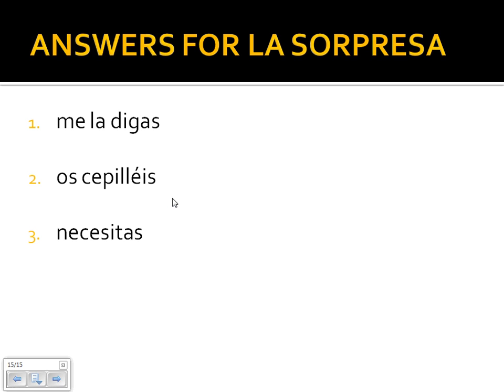Number 3, necesitas. When you have a weirdo verb and the word have before the verb, you have to use present perfect subjunctive. Hacer is irregular.